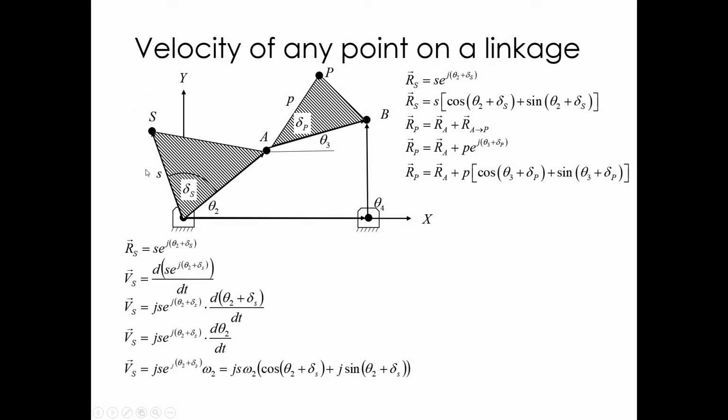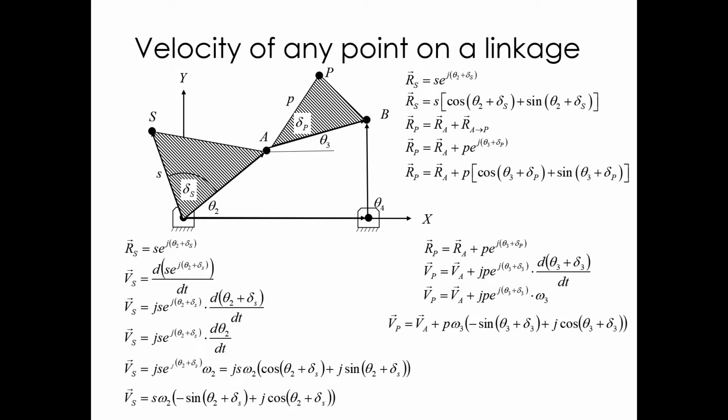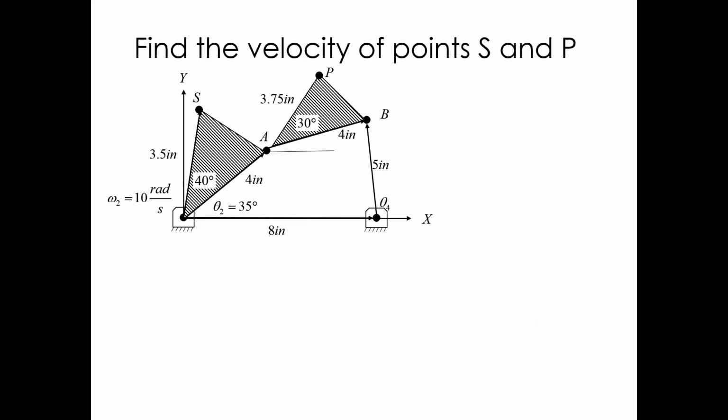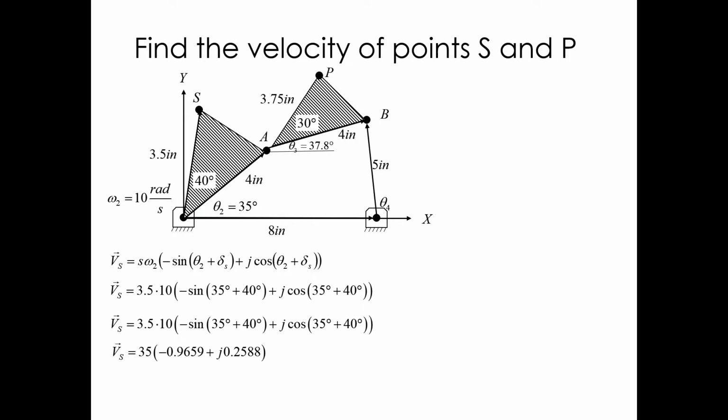Velocity of any point, you can use the velocity for the S case, which is any point traveling on this link or any point traveling on the output link. You can use the P case to find the velocity of any point on a coupler, with an example here for both cases.